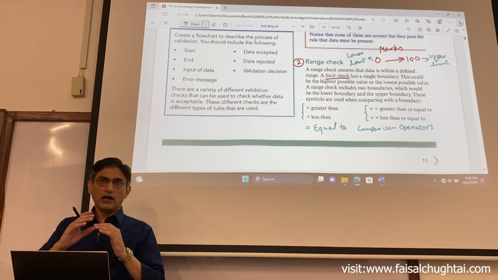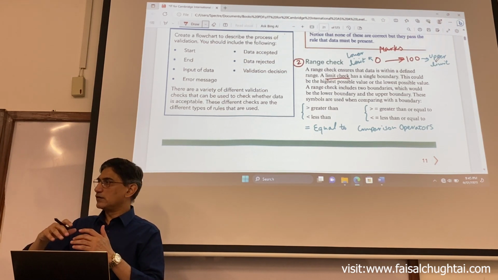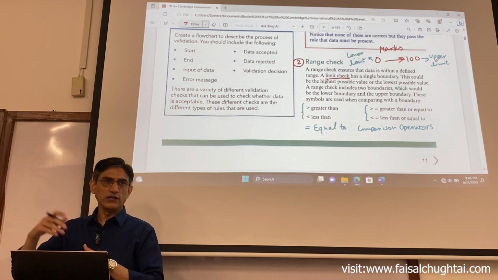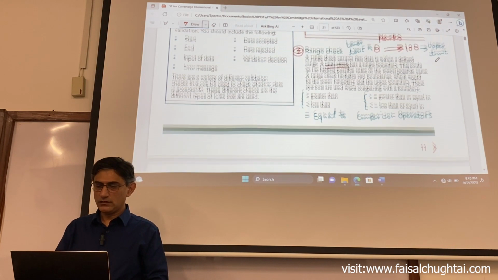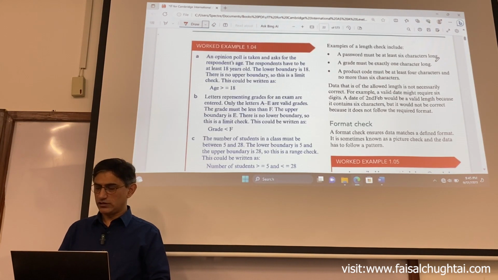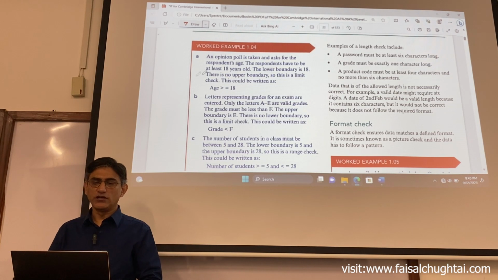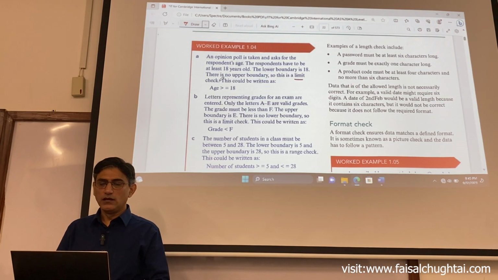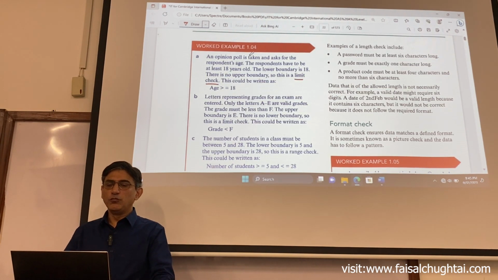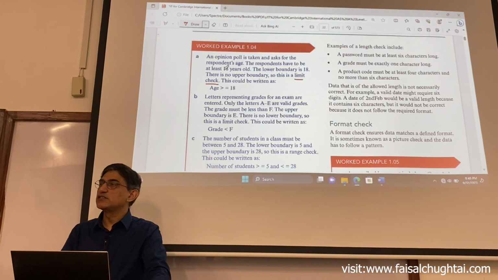A limit check checks whether something is greater than or less than a certain value, the data that you input. For example, this will make it more clear to you. Let's have a look at this worked example, and this is for a limit check.